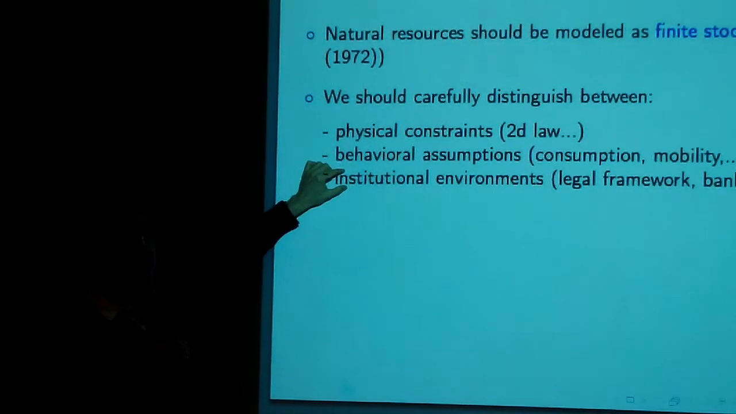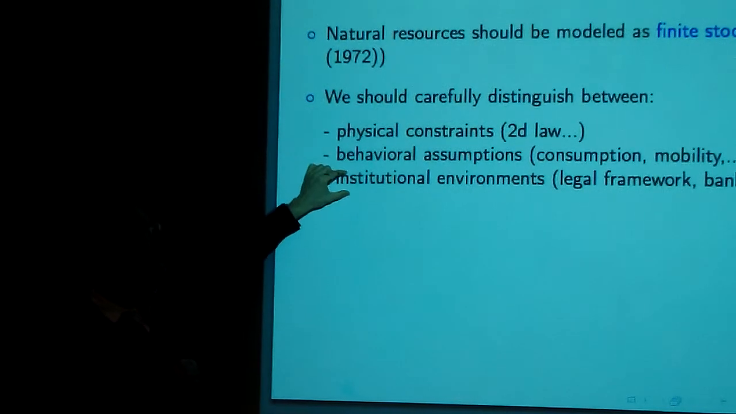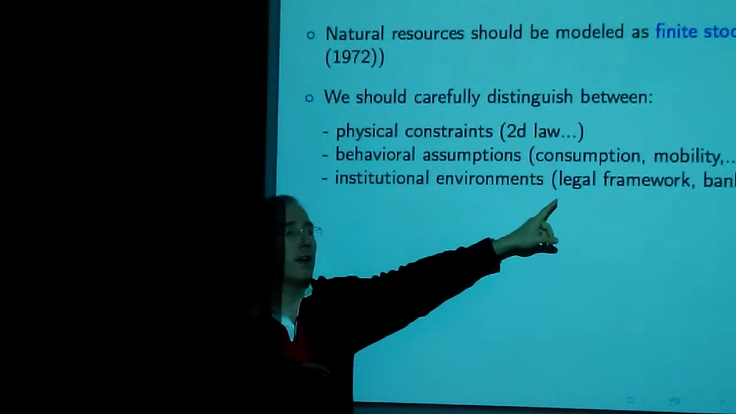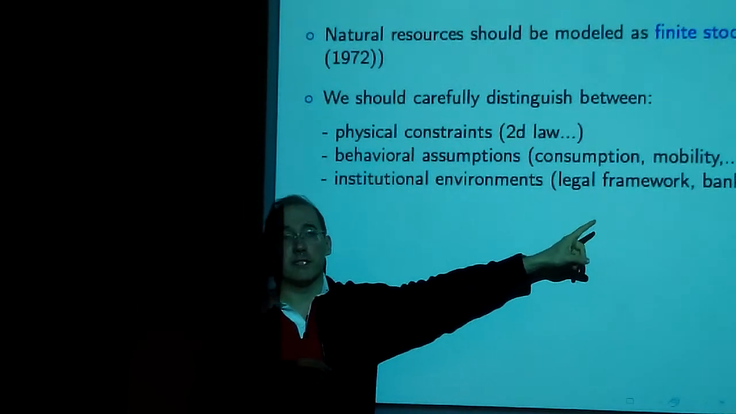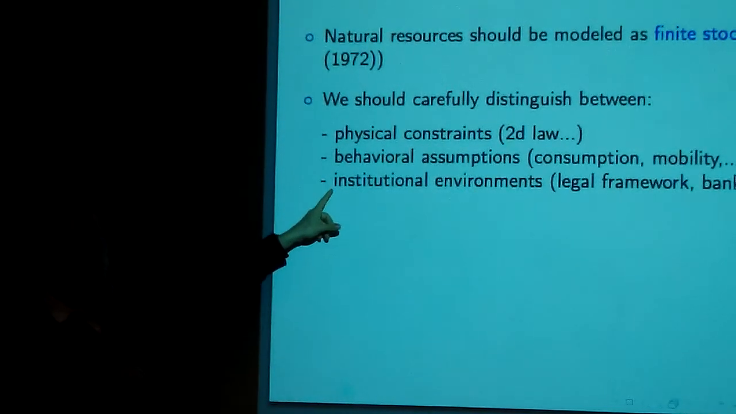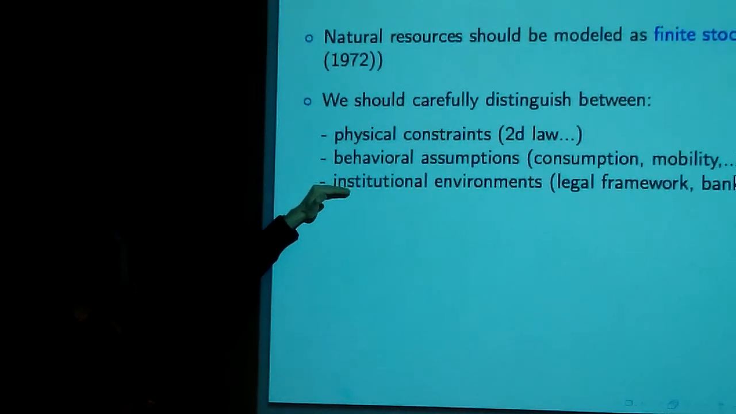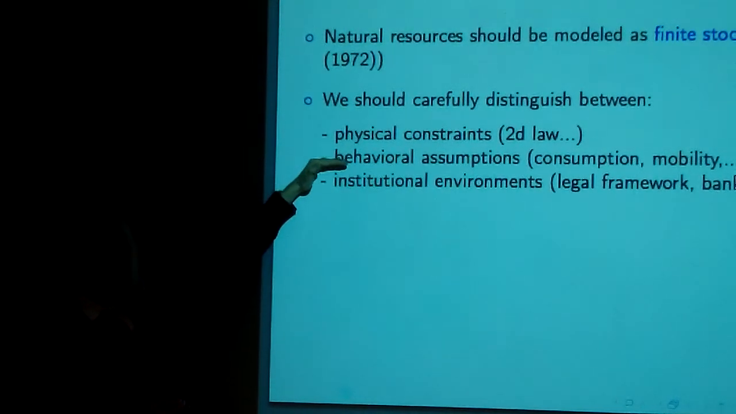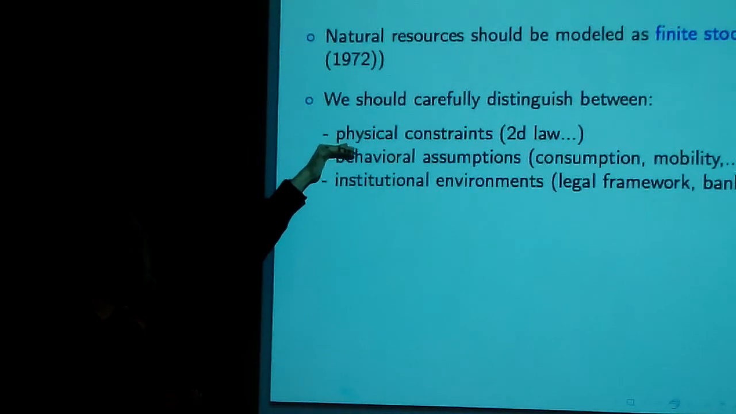And there is a third kind of constraint: the institutional environment, the legal framework, how the banking sector works, etc. And with this, we can also play. From my point of view, it's much easier to play with the third constraint, because this is a political issue, than with the second, and a fortiori than with the first. So, thank you.